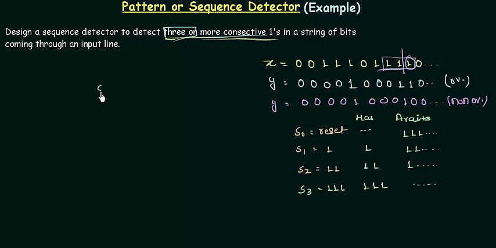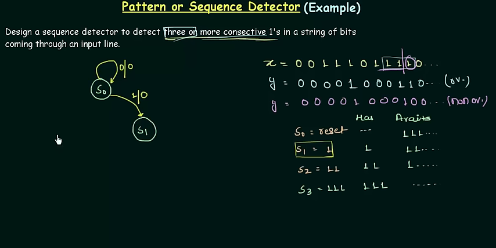So I will first make S0 as my first state, and when we are on S0, if the first bit of the input bit stream is 0, then it will remain on S0 with the output equal to 0. And when the input bit stream has the input as 1, it will go to S1 because S1 is 1. So I will make S1 here. This is S1.